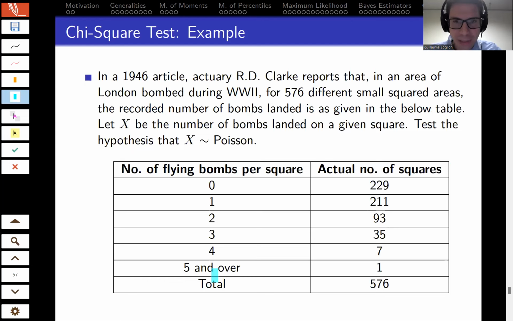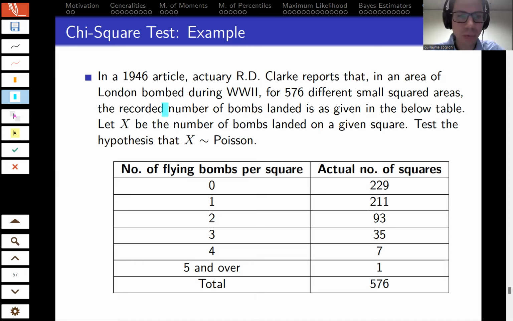Let's fix ideas with an example. That's actually a relatively famous example. It's old data, of course, very old, but I find it quite interesting. You can read a bit more here. In a short 1946 article, an actuary named R.D. Clark reported the following numbers. In an area of London bombed during World War II, for 576 different small squared areas, I believe all of identical size, with the same area for each.